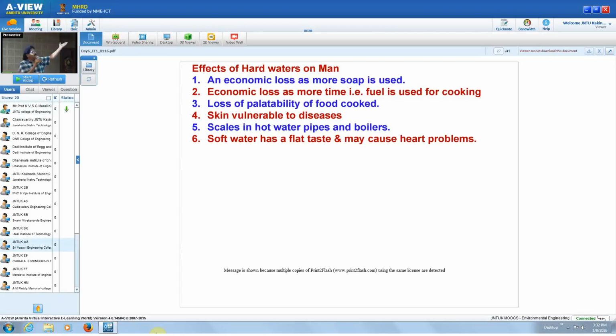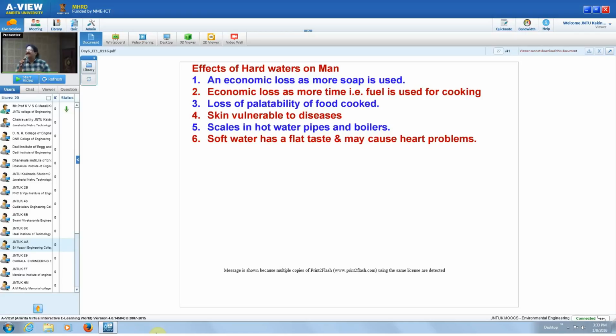Fifth point, scales in hot water pipes and boilers. So what happens is, the heater which you are using in our house, inside there will be a lot of scales formed. Once the scales are formed, it consumes more fuel. Similarly, the hot pipe, if it contains hot water, a lot of scales are formed. So this is another very big problem in industry, especially.